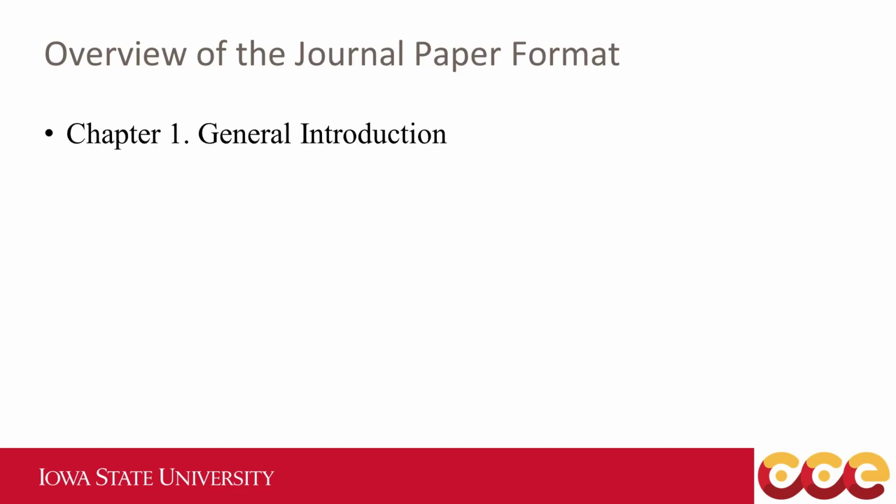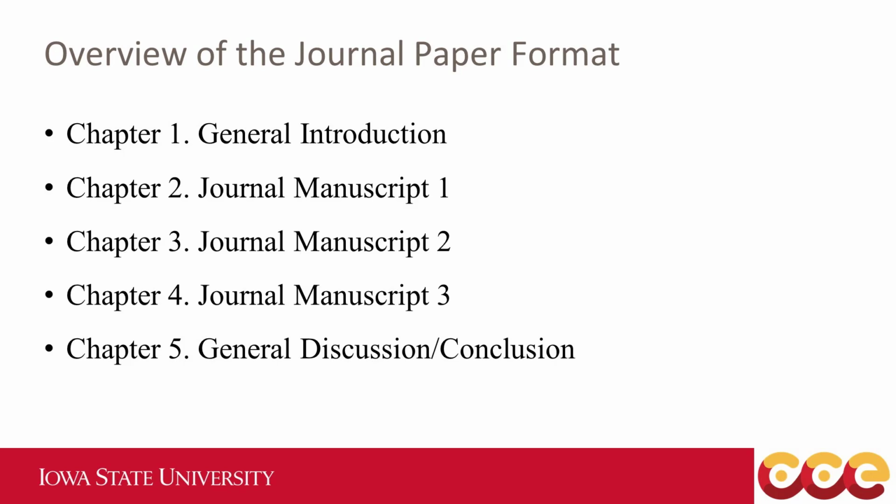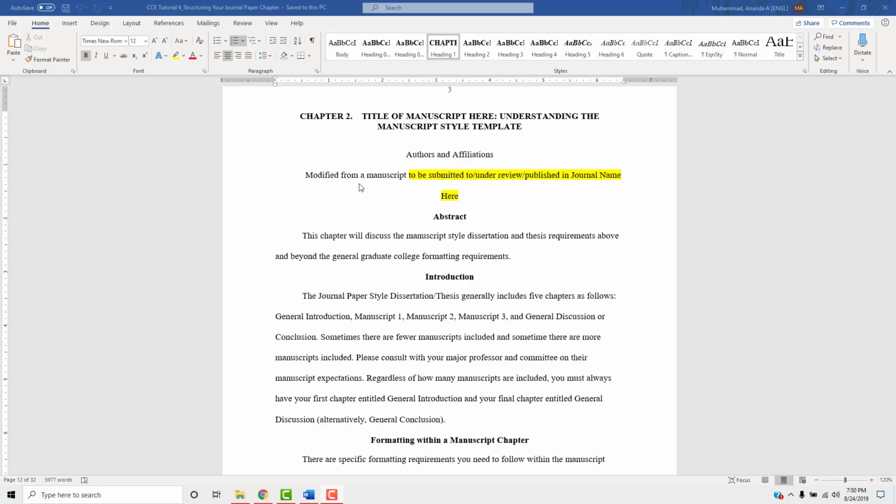The first chapter must always be titled General Introduction, and the last chapter must always be titled General Discussion or General Conclusion. The chapters in between the General Introduction and General Discussion or Conclusion are the manuscript chapters. Note that the number of manuscripts that you include depend on the expectations of your major professor and committee members. These manuscript chapters will need to be formatted in a specific way.